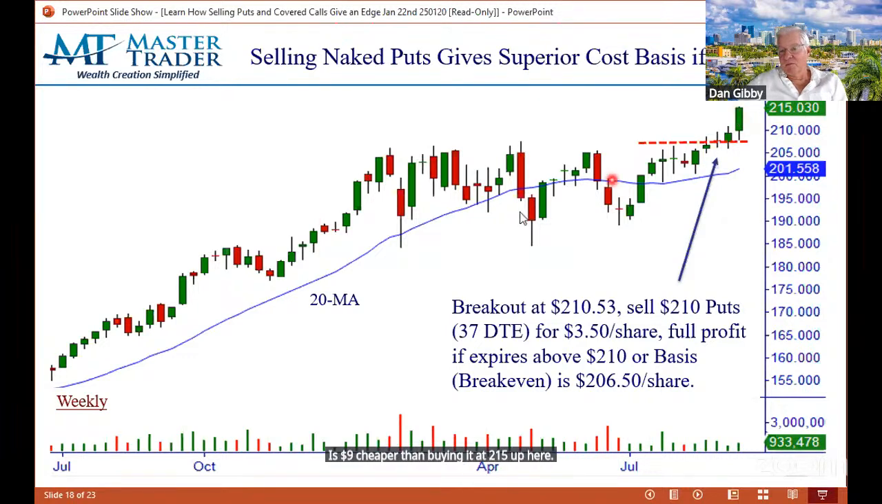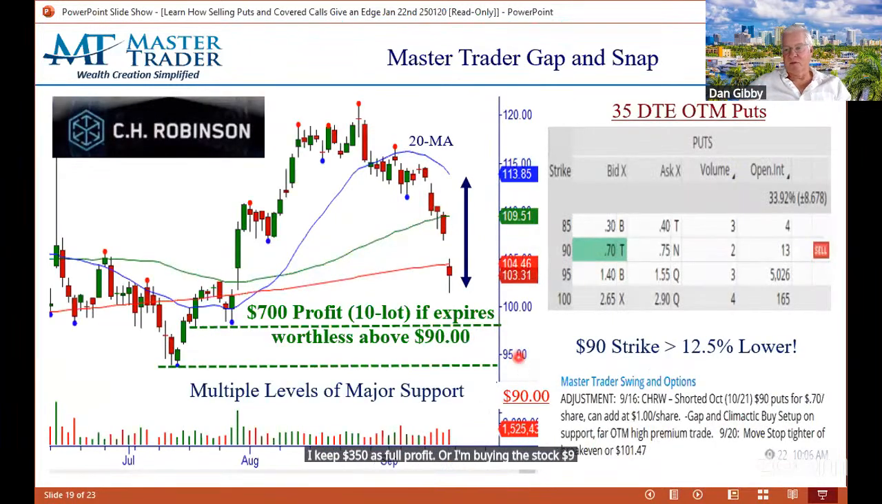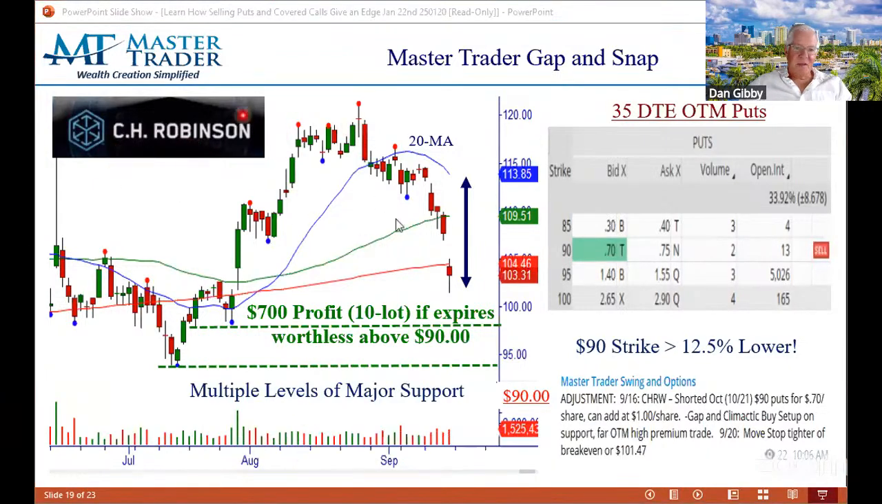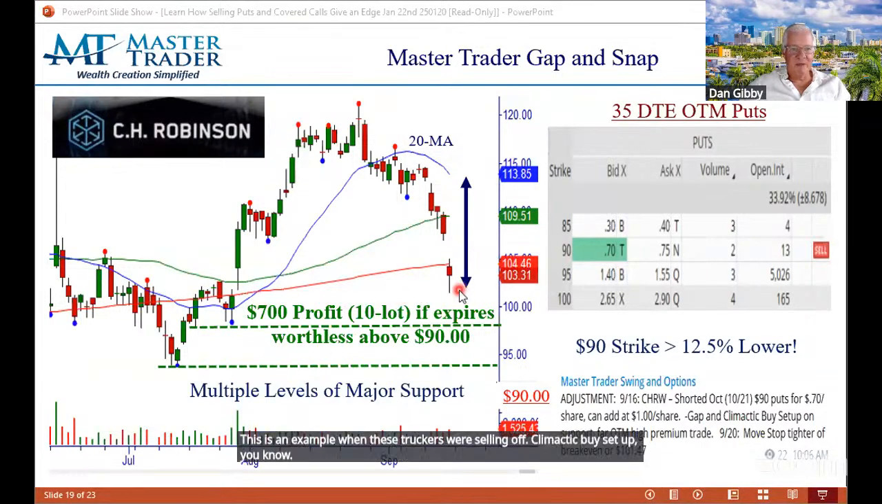So again, I got two scenarios. I keep $350 as full profit, or I'm buying the stock $9 cheaper than somebody else. This is an example when these truckers were selling off. Climactic buy setup, here on support, bottoming tail.